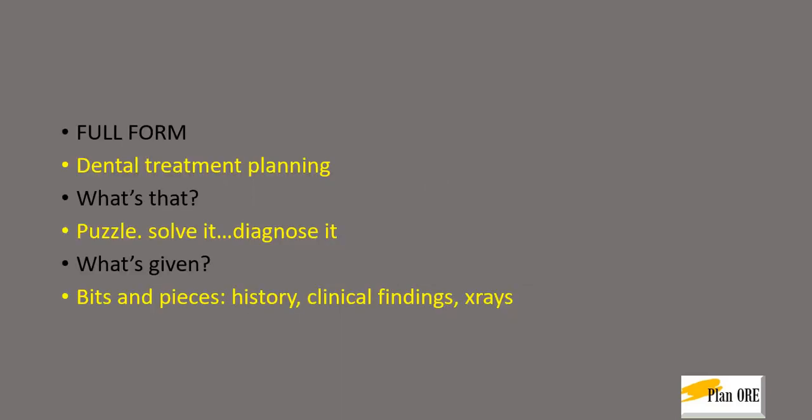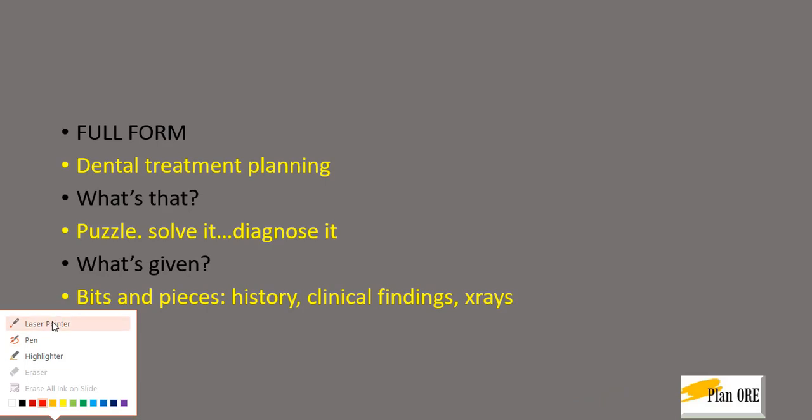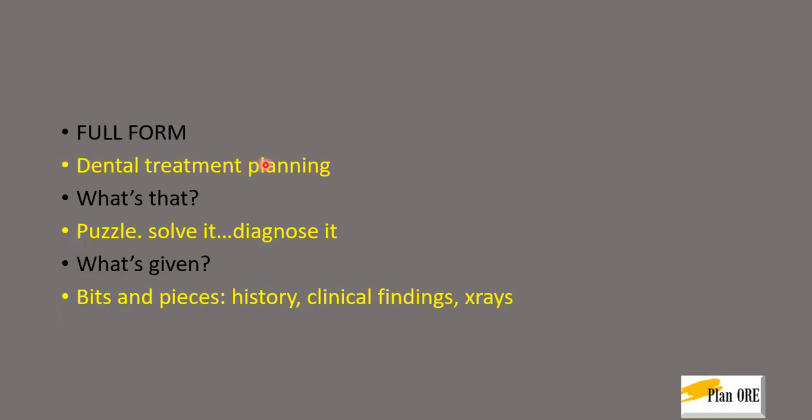So let's begin with what a DTP is. As we all know, the full form of DTP is Dental Treatment Planning. And what exactly it is, it's a puzzle. And you need to solve it. It's as simple as that. That means they're going to give us some bits and pieces like in a jigsaw puzzle, which comprise the patient's history, which you're going to take, the clinical findings and the x-rays which they are going to provide, and using both of them you're going to diagnose, treatment plan, and finally present it to the patient.